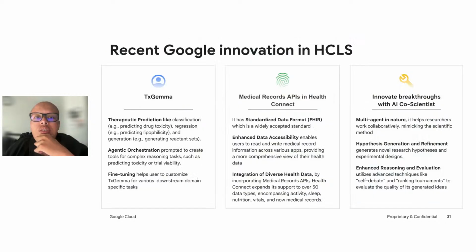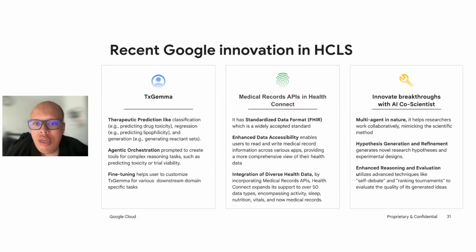Also, I think a lot of startups are innovating in the healthcare and life sciences domain. So I wanted to highlight very quickly 3 recent Google innovations in that domain. So TxGemma, we talked about it very quickly. It is a variation of Gemma for therapeutic prediction, like classification, regression, and generating reaction sets. It also has the capability for agentic orchestration, prompted to create tools for complex reasoning tasks, and then you can fine-tune it further to customize it for various downstream specific tasks.